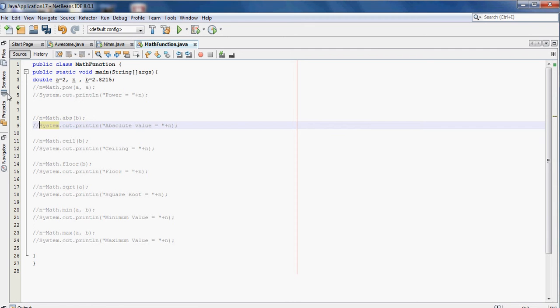The first function is math.pow. Pow as in power. For example, 2 power 3, 2 power 4, 3 power 2, 3 power 4, 4 power 1, 4 power 2, 8 power 9, and so here what I'm doing is 2 power 2, which is 4.